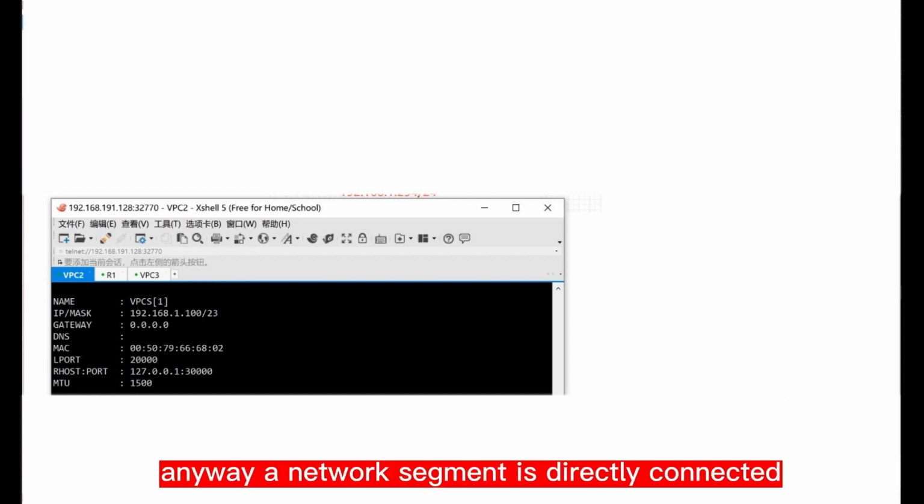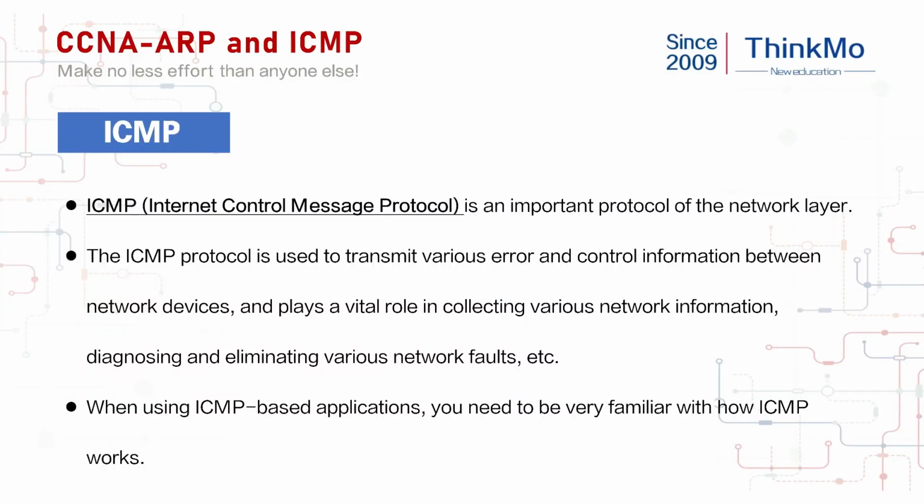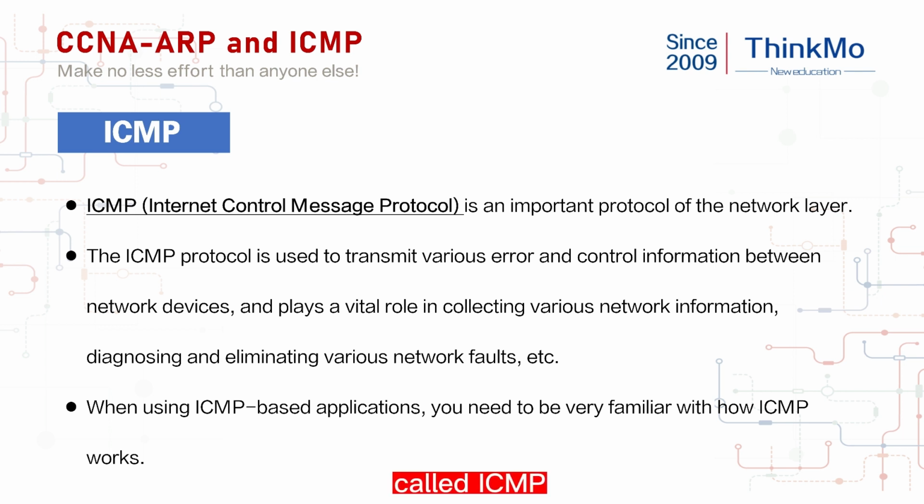Anyway, a network segment is directly connected. As for passing through the router in the middle, they don't know. Okay. Next we will talk about another topic called ICMP.